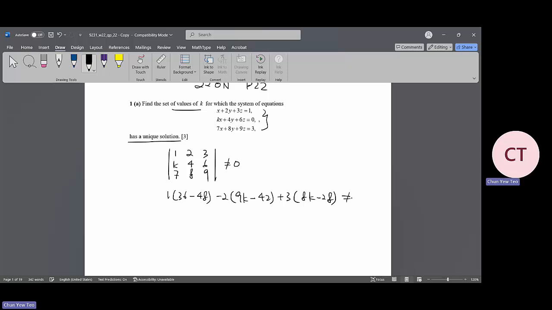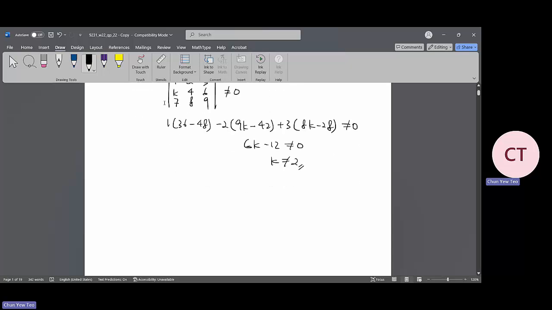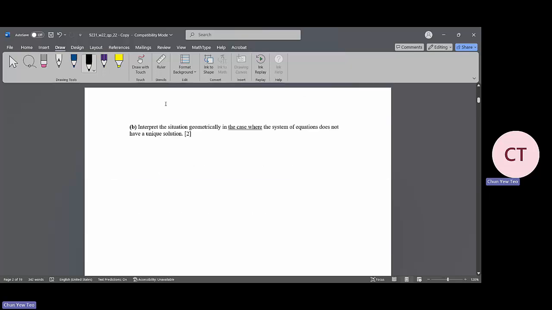not equal to 0. Just expand and simplify, then you will get 6k minus 12 not equal to 0. Your k is not equal to 2. Okay, done. So this will be the set of values for which the system of equations has a unique solution. Now we move on to question 1b.